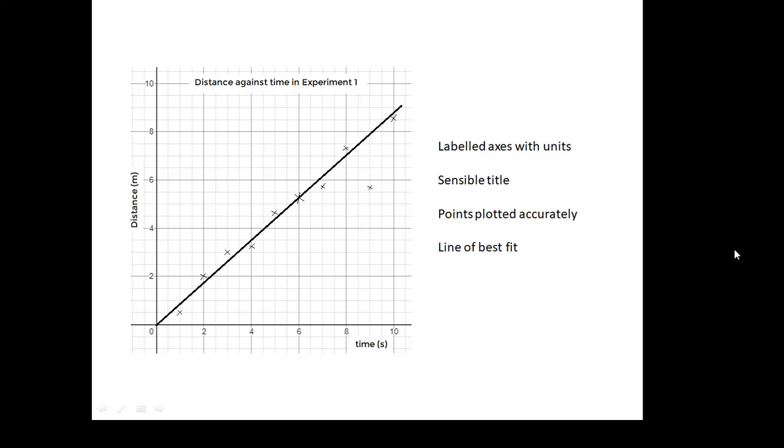The rule with the line of best fit is that you should be as close to as many points as possible. Notice that I'm ignoring an anomalous point. To me, that's obviously an anomalous point, and then my line of best fit is as close as possible to as many as possible. I try to have the same number of points above and below the line, and then with a ruler, a nice straight line of best fit.